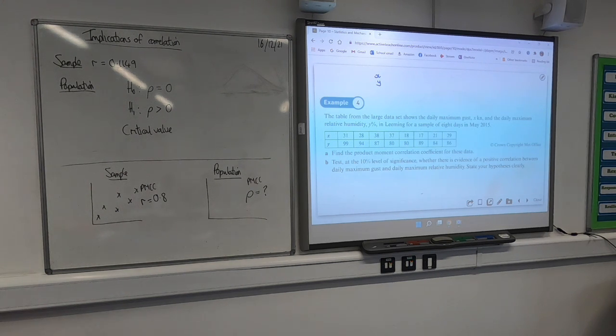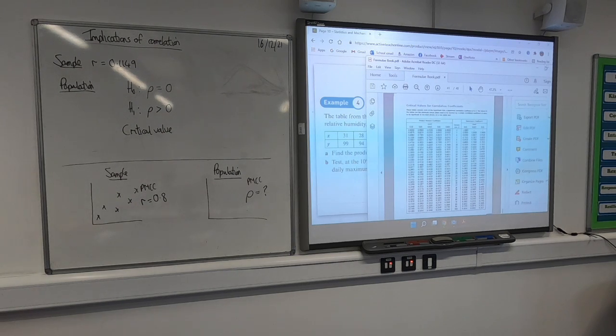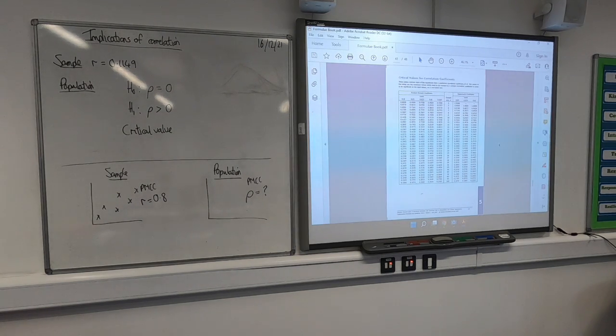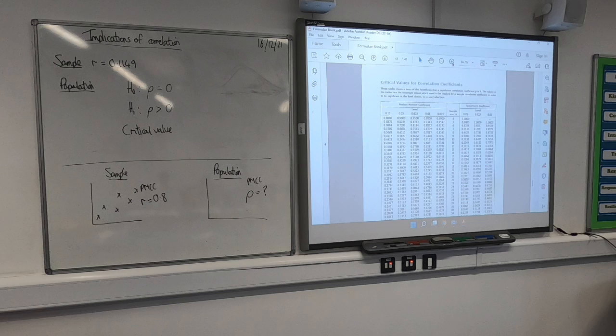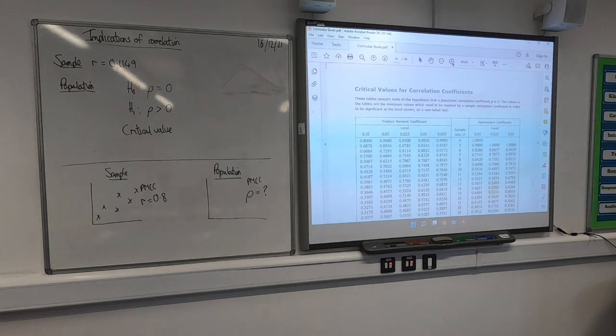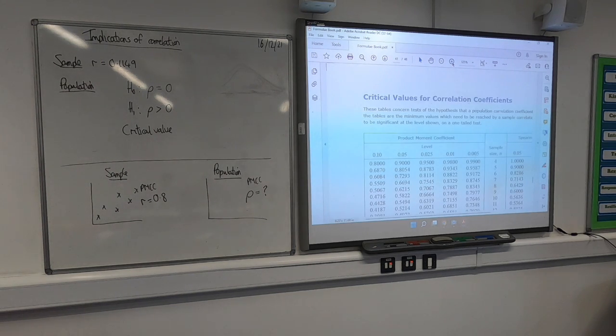And you'll find a table. That table has a lot of stuff on there, most of which can be ignored. Now, the first thing is we are looking at product moment correlation. Spearman's is a different measure of correlation, which some of you will have come across in other subjects. So we're looking at product moment.